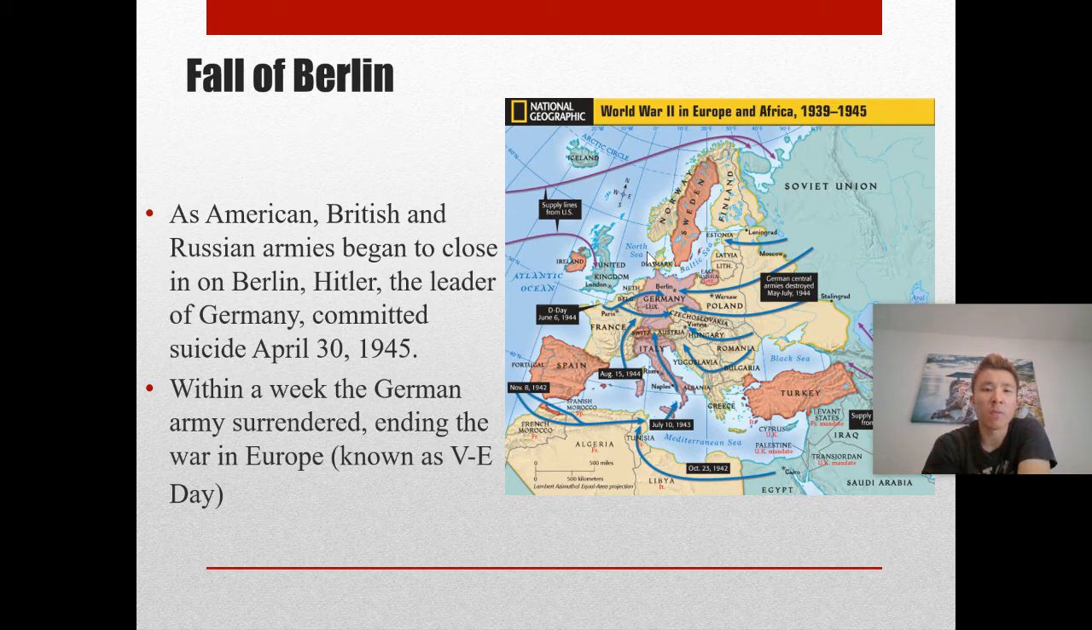As American, British, and Russian or Soviet armies began to close in on Berlin, Hitler, who was the leader of Germany, committed suicide on April 30th of 1945. And once the leader is taken out, it's pretty much over. Within a week, the German army surrendered, ending the war in Europe, and it's known as Victory in Europe Day or VE Day.